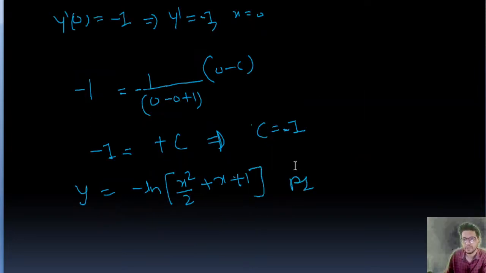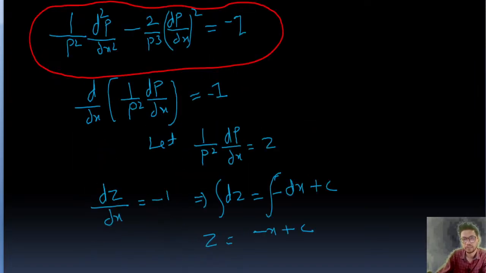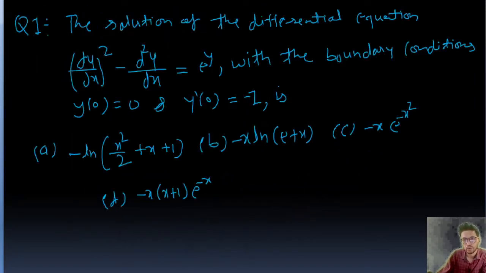So which option is matching, guys? Y equal to minus ln x square by 2 plus x plus 1. So which option is matching? Let me check the options. So option A is correct, guys. Option A is matching, right? So this is the correct answer. Well, guys, so next question we are going to solve.